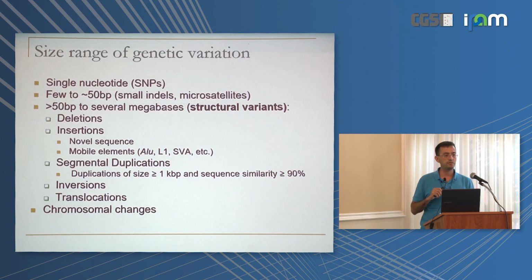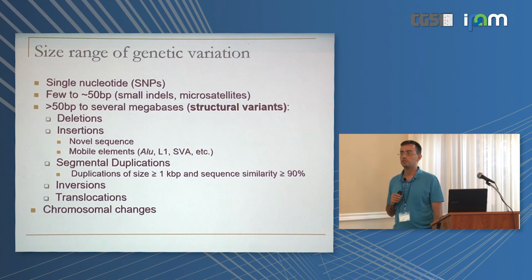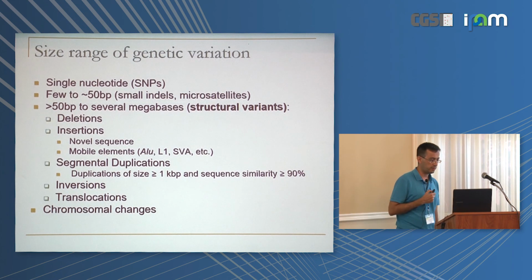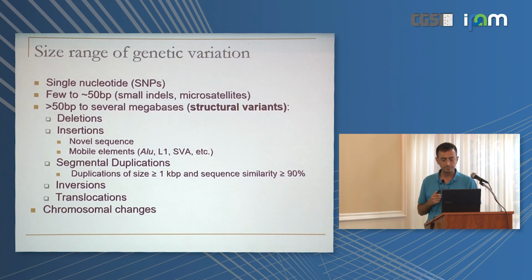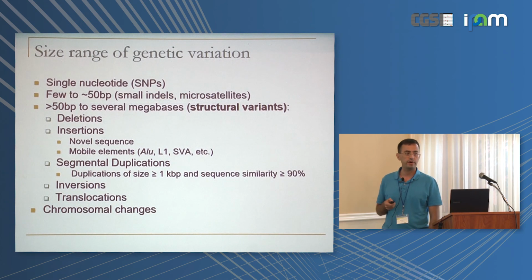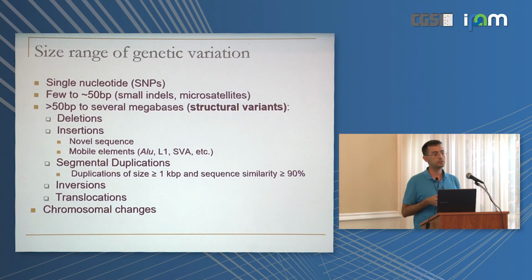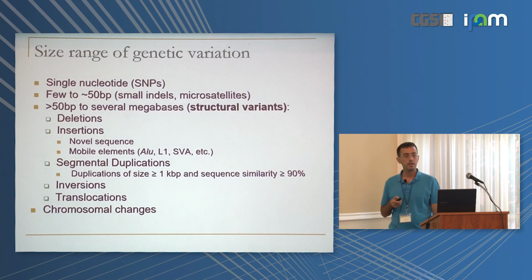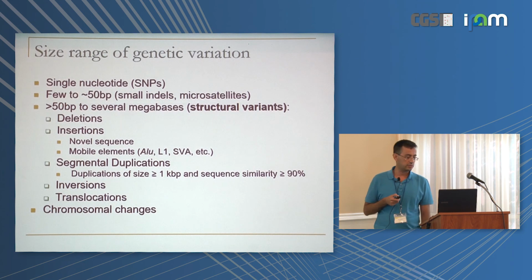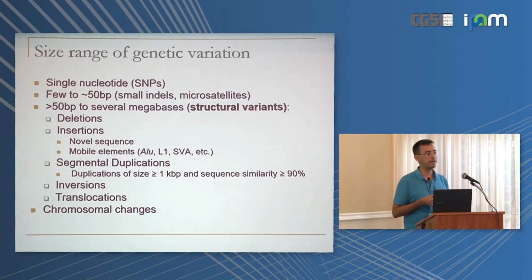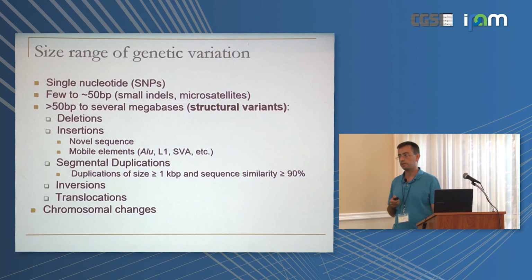So the traditional definition was about a KB, but with the introduction of next-gen sequencing, with the 1,000 Genomes project, now we are talking about down to 50 base pairs. And these can be deletions of DNA, insertions of either novel sequence or copy-paste events, which are mobile element transpositions, segmental duplications. So this is duplication of larger segments of DNA with sequence similarity more than 90% between paralogs, and also inversions of DNA and translocations from one chromosome into another.